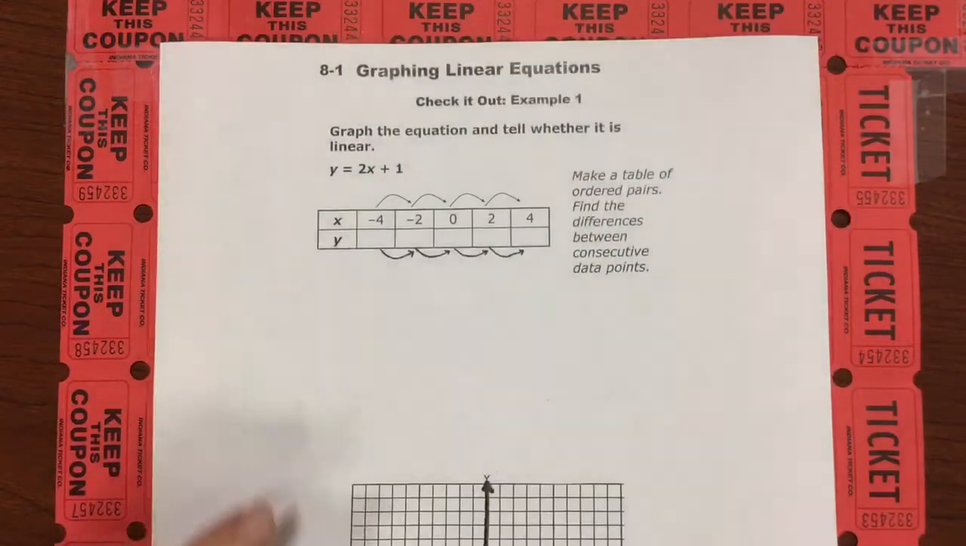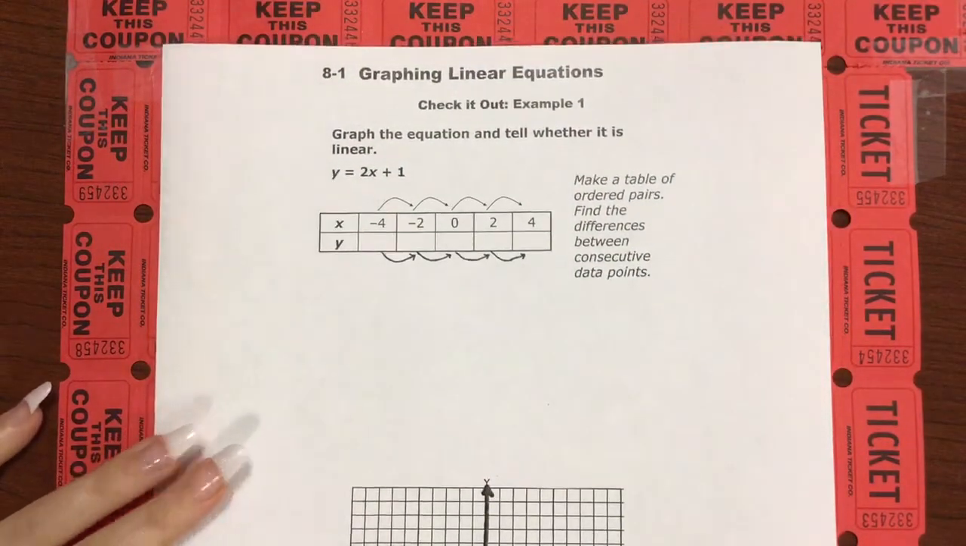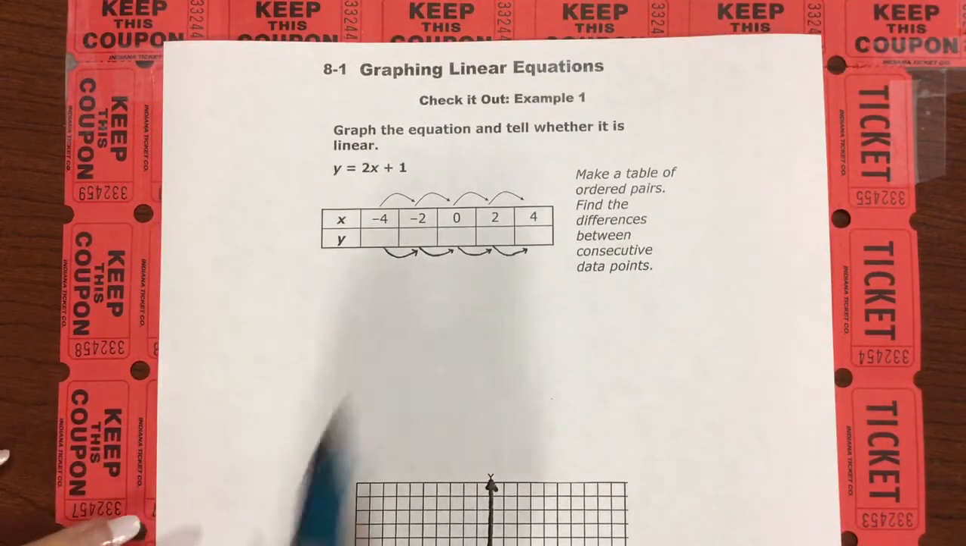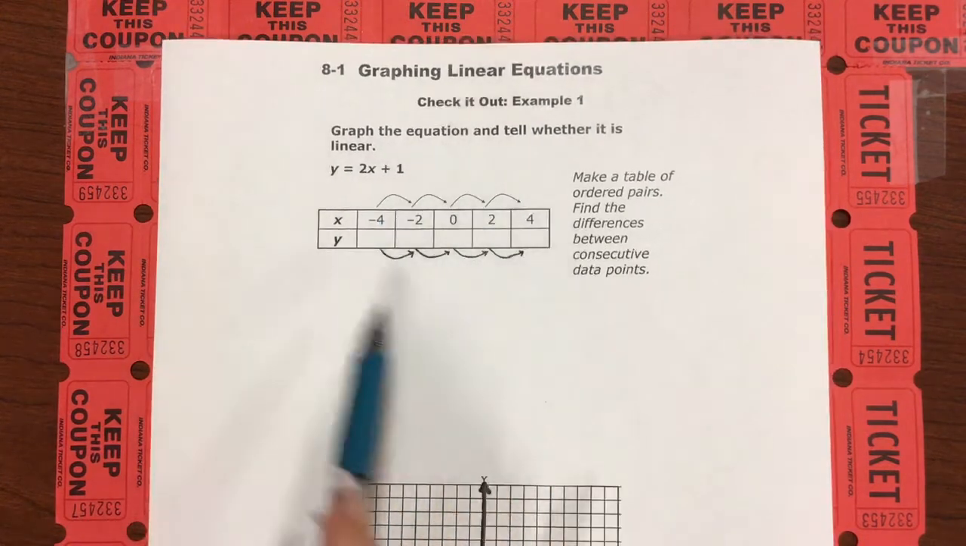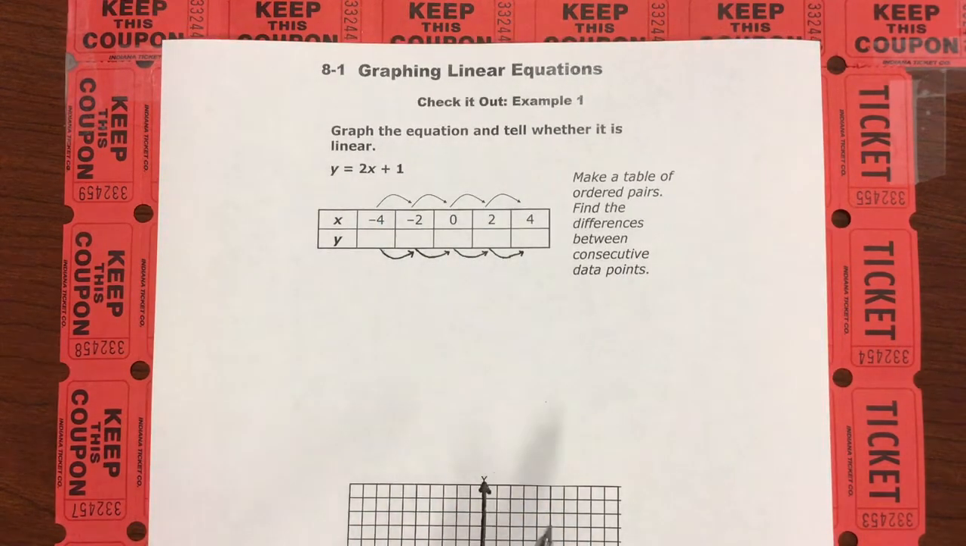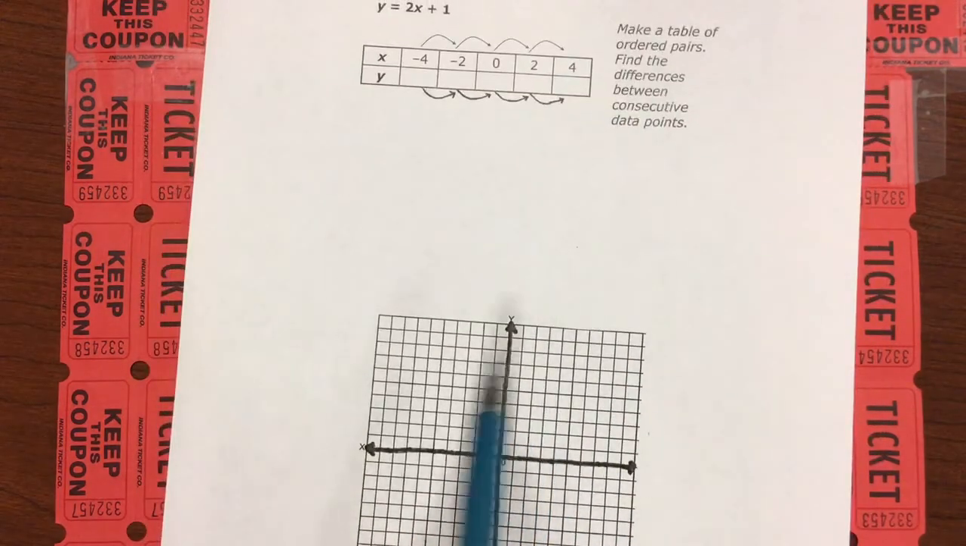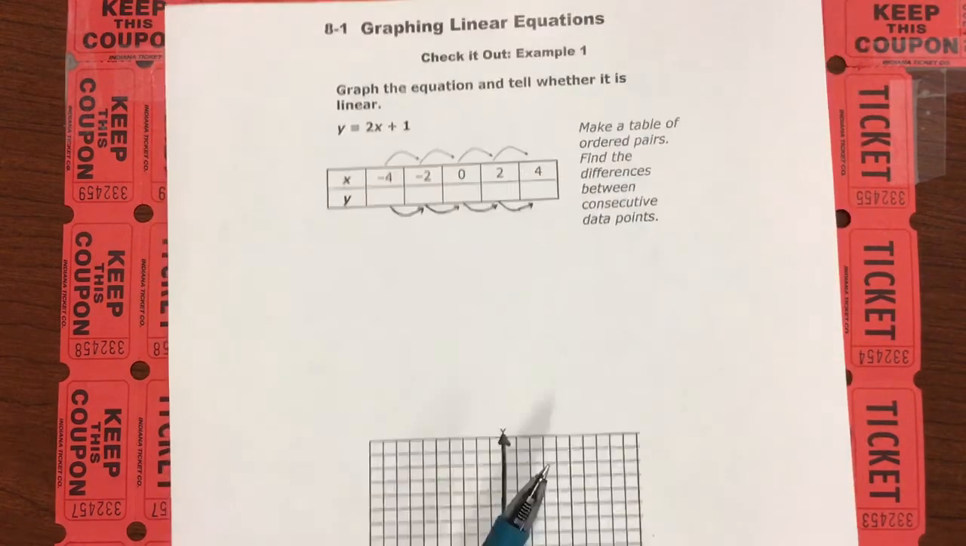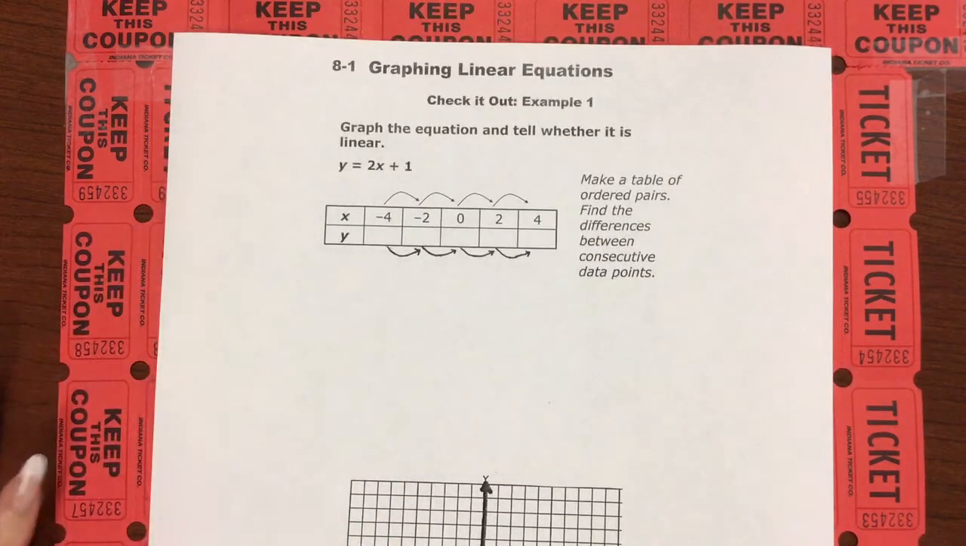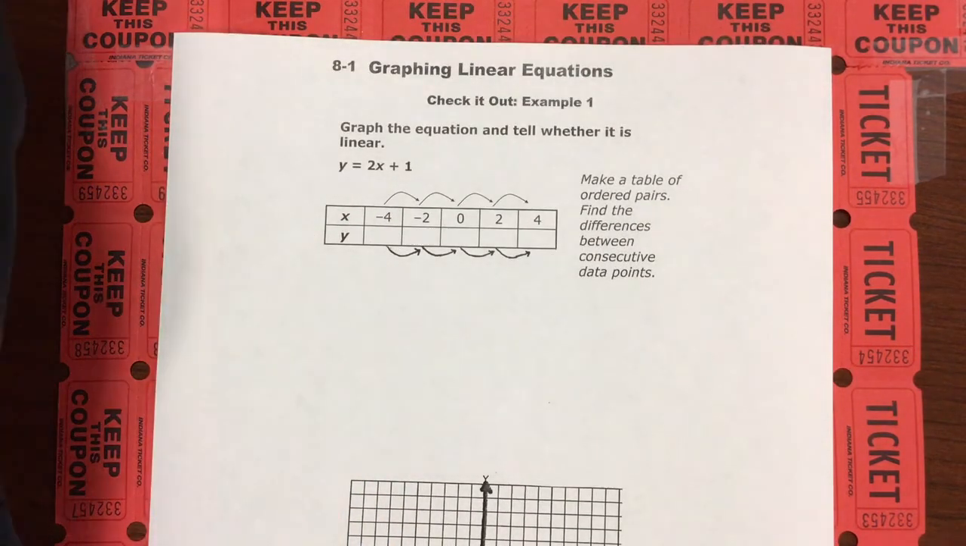Okay, very good. Now it is that time. I want you guys to go ahead and check it out with this example. Make sure you make your table. Go ahead and fill this in and then plot those solutions or those ordered pairs on here. You're going to graph the equation and tell whether it is linear or not.